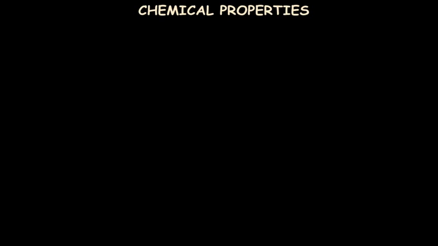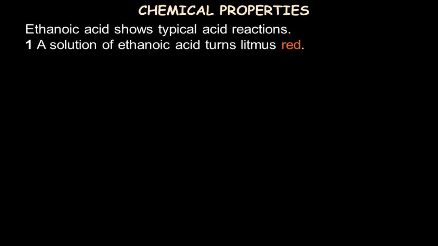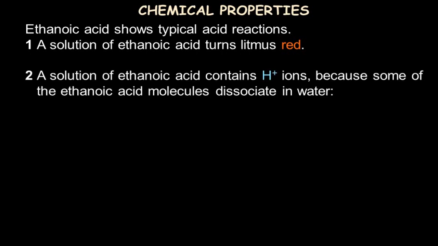Let's start with the chemical properties of carboxylic acids. Now, as the name indicates, ethanoic acid or any other carboxylic acid is an acid. So it is going to show all the typical acid reactions. For example, the solution of ethanoic acid or other carboxylic acid is going to turn the litmus paper red.